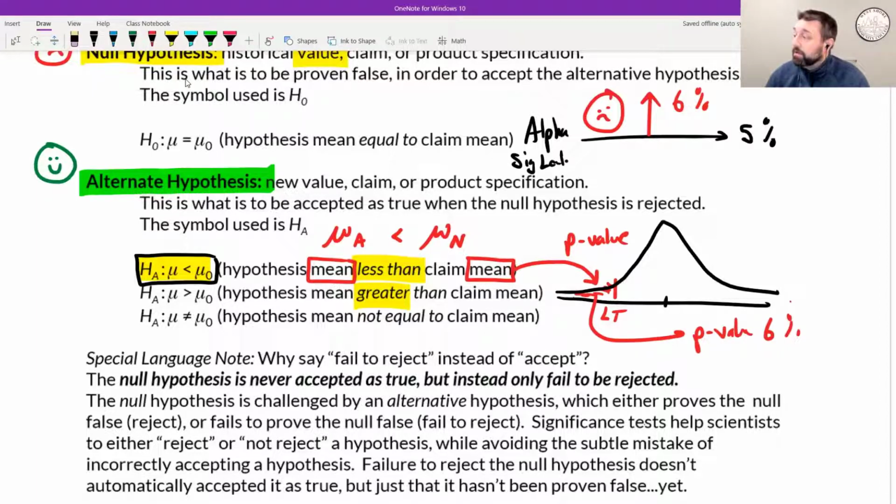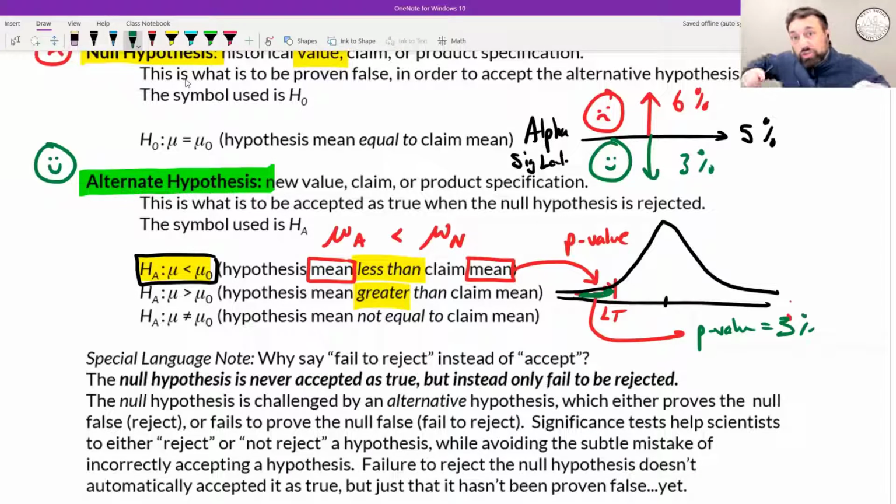On the other hand, if this p-value, if this area under the left tail comes in at 3%, then that's good for us. That makes us happy. That means we get to reject the null hypothesis and replace it with our alternative hypothesis until somebody else comes along and pushes us off the mountain.